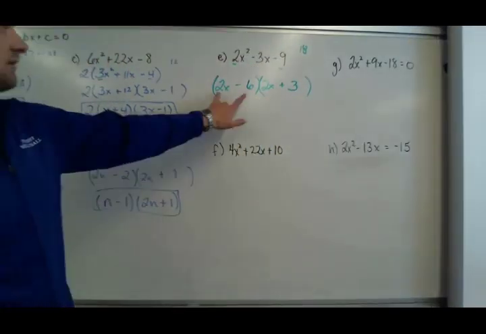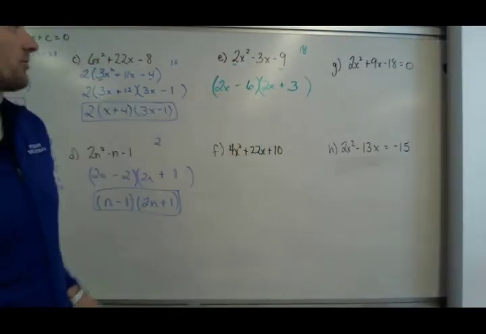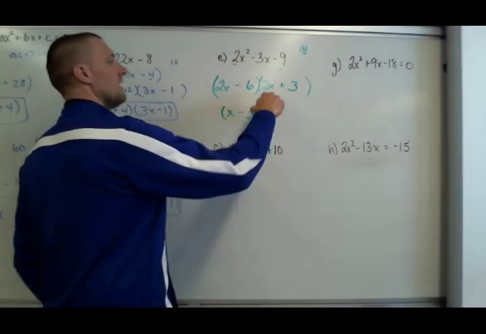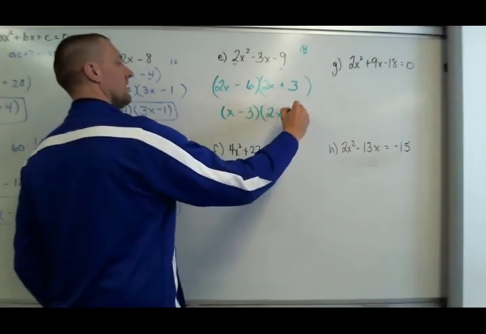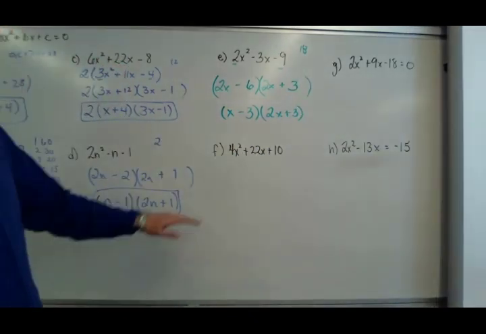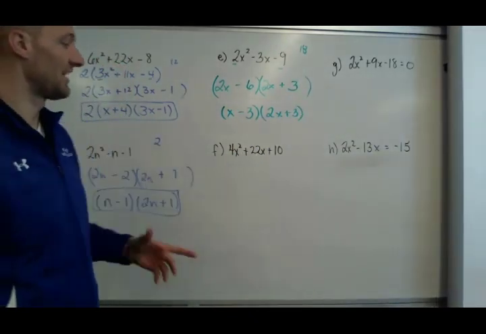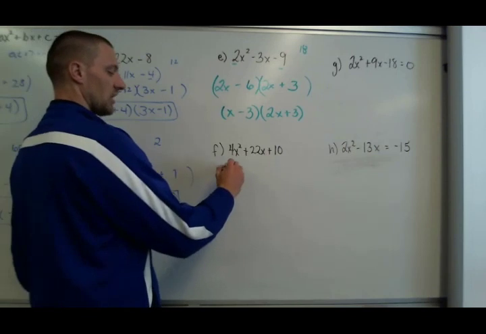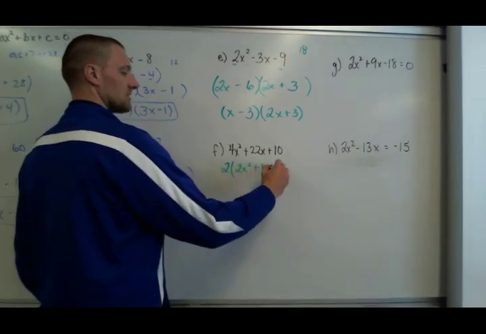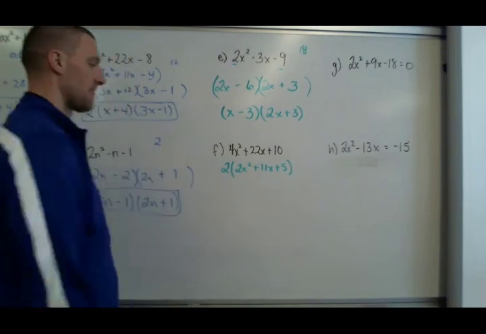And now we look for those common factors. Well, here, both of those can be divided by 2. So I divide that 2 out, I get x minus 3. That ends up staying the way that it is, and there's your final answer. And then finally on F, 4, 22, and 10, those all have a 2 in common. So I can pull that 2 out. I get 2x squared plus 11x plus 5.